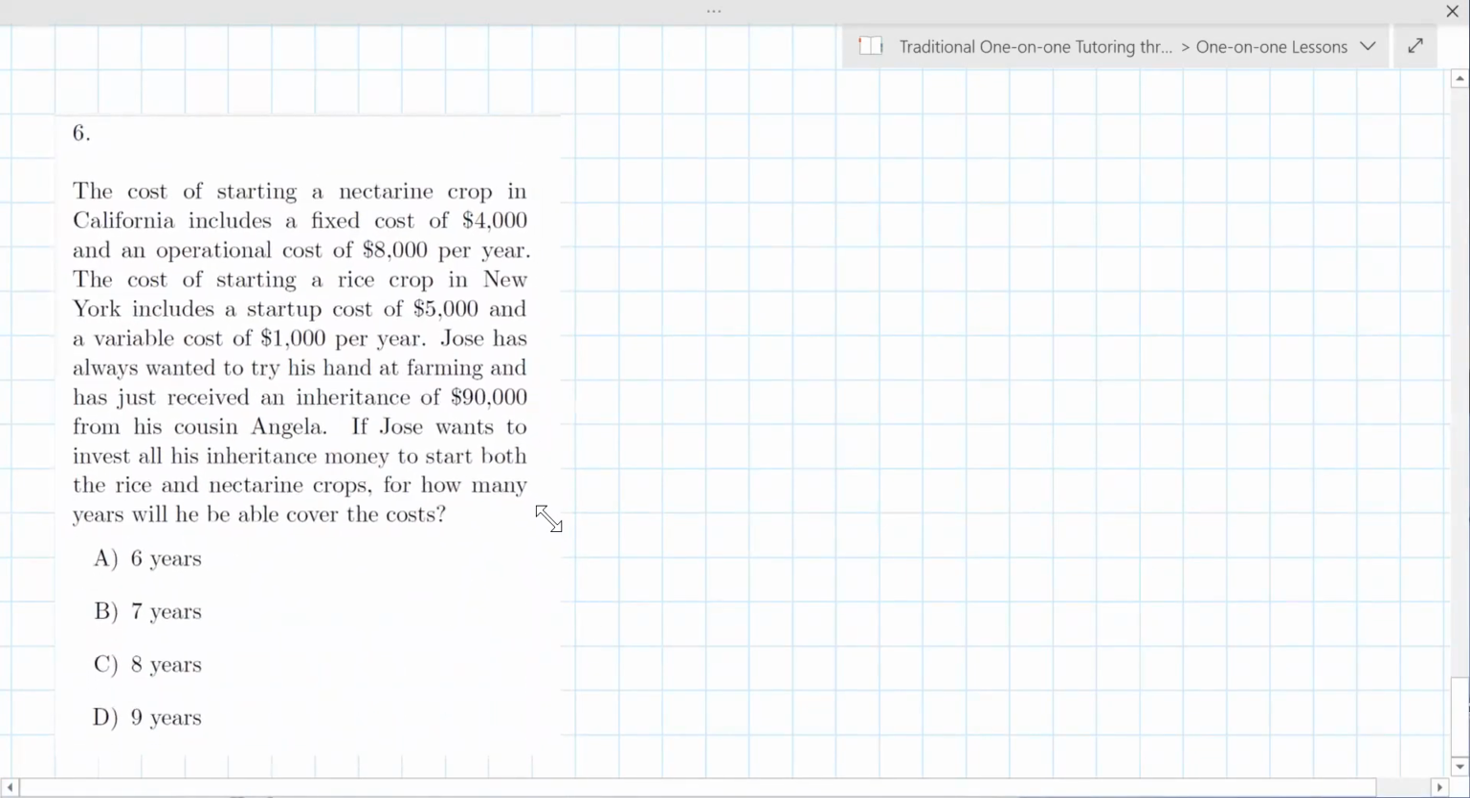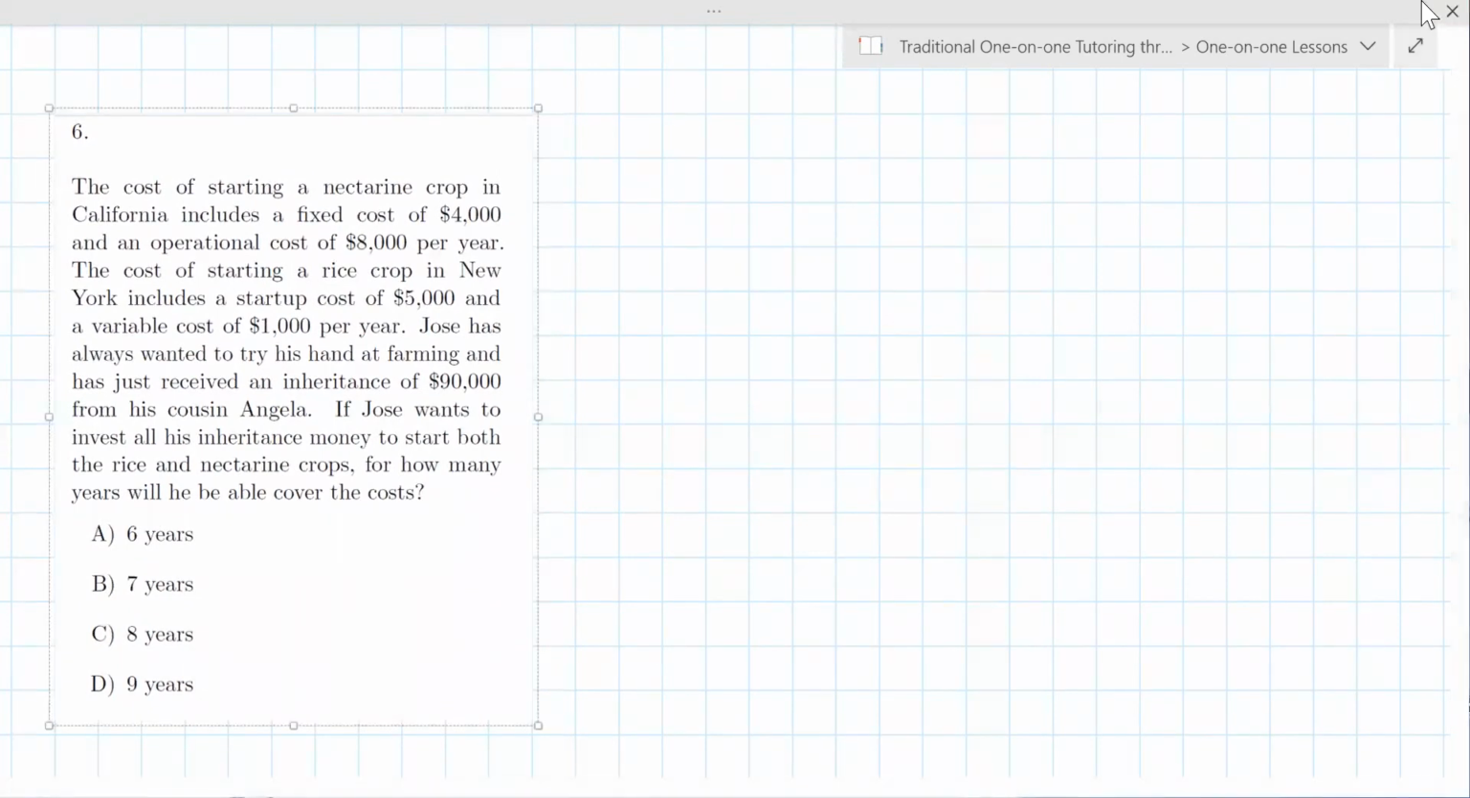So go ahead and see how fast you can get this done. Let me know when you get your final answer, and we'll talk about it when you're finished. Okay. I have a question. Sure. Is a fixed cost only one time or annual? Yes, fixed cost as well as startup cost are one time.